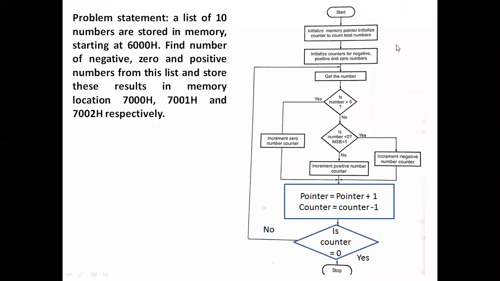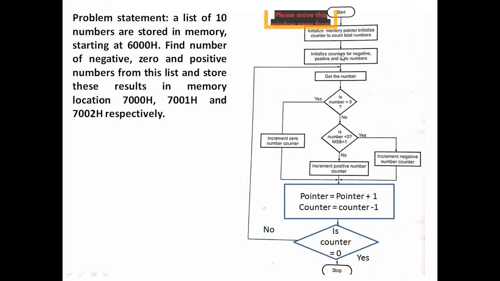So the flowchart has been drawn for that particular purpose. We are starting and initializing the memory: initialize the memory pointer, and initialize the counter to count the total numbers. The total is 10. We have to initialize the memory pointer because we have to know from which memory location the data is written.